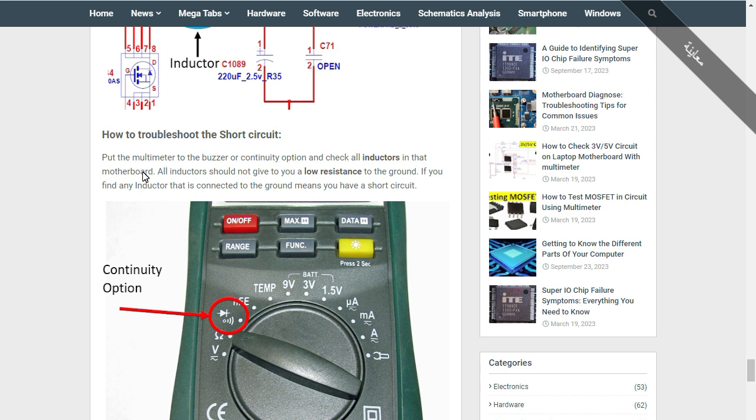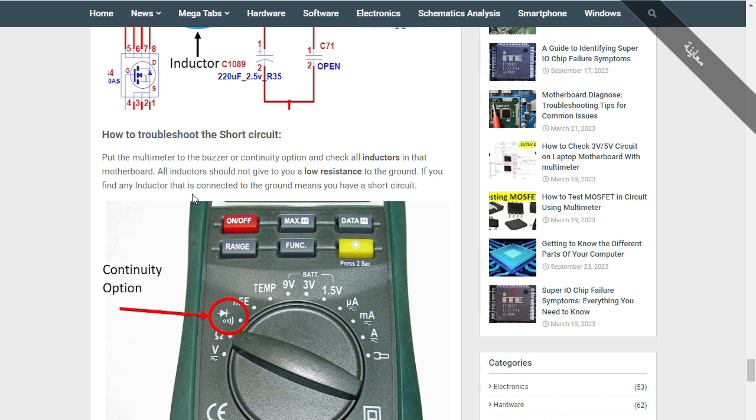To find the short circuit, or to look for exactly where the short circuit is in the motherboard, you should of course use the multimeter. Choose the diode option or the buzzer option, because usually, or always, you will find the diode and the buzzer option in the same grid or same place.